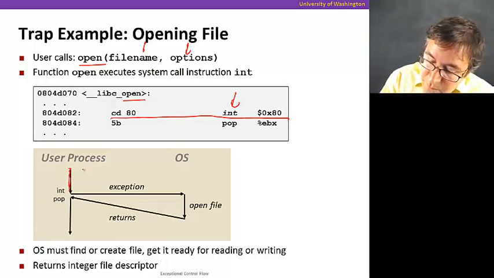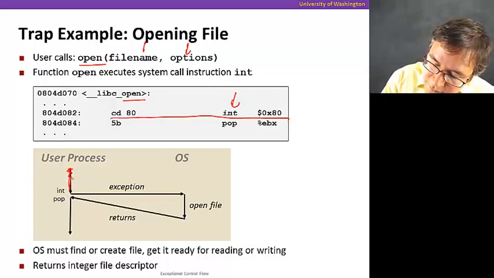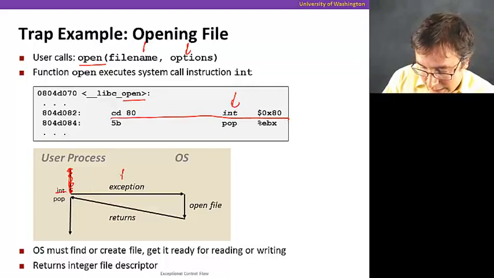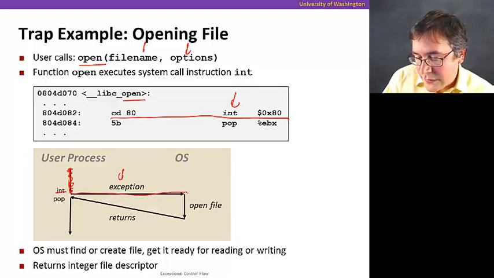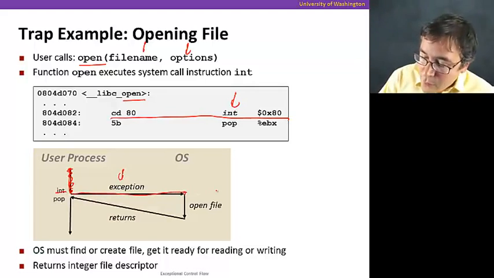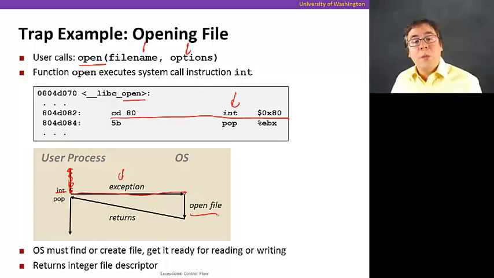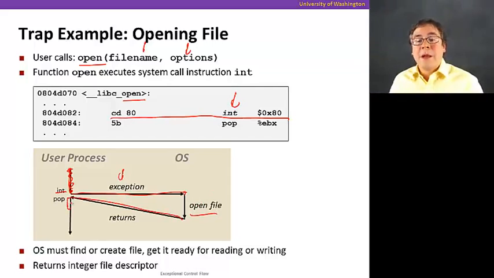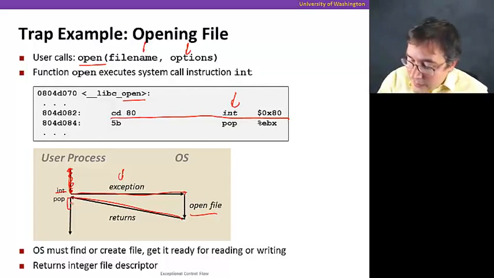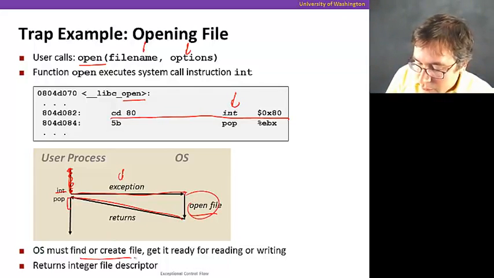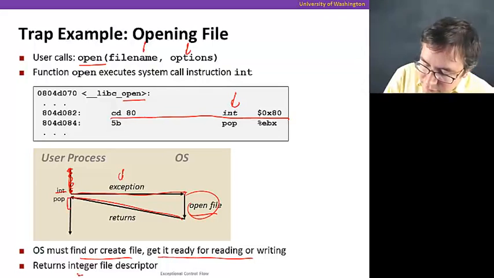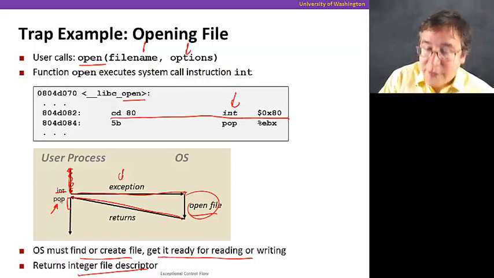This int is a trap that diverts the execution. So in this example, your program is executing, and whenever it reaches int, it's, as I said, an exception, a trap. Control is transferred to the operating system, and the operating system knows based on the number that it needs to open a file. So it opens the file and returns to user code so you can go ahead and manipulate the file. What DOS does here is it has to find or create a file and get it ready for reading or writing, and then it returns a file descriptor. So that's why there's a pop here.